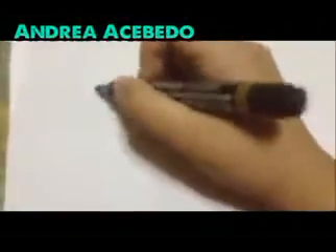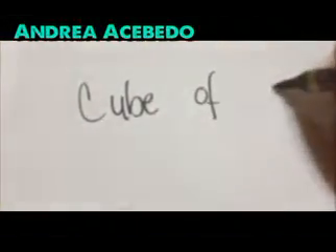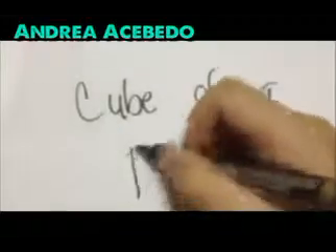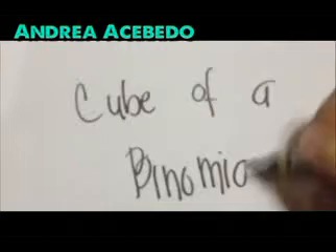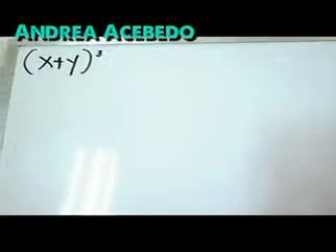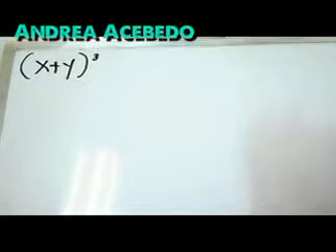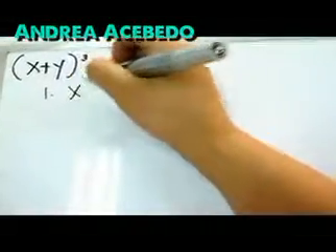The topic that I'm about to discuss is about the cube of a binomial. Here's an example of a cube of a binomial. Now, in solving this, we just have to follow the 4 steps. The first step is to cube the first term, so that will be x cubed.